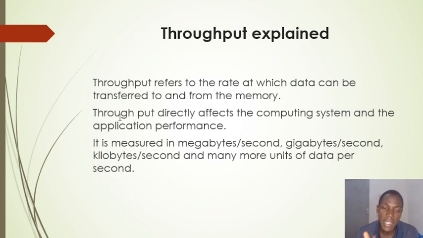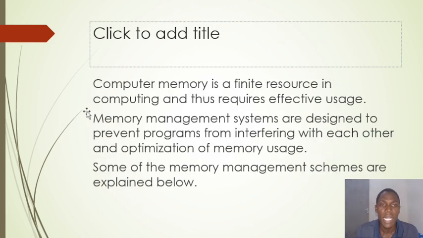The moment you take these data units and divide them by each second, the ratio of data to a second is what we are referring to as throughput, or the measurement of throughput. We are saying computer memory is a finite resource in computing and thus requires effective usage.